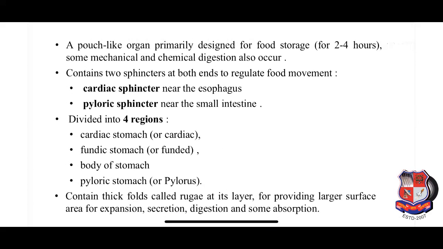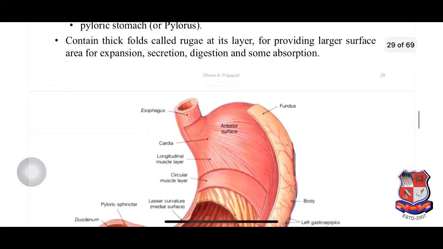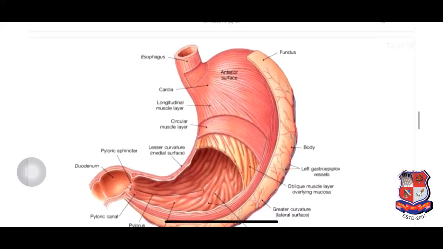Stomach is divided into 4 regions: cardiac stomach, fundus stomach, body of stomach and pyloric stomach. It contains thick folds called rugae in its layer for providing larger surface area for expansion, secretion, digestion and some absorption. Here in the diagram you can see the 4 regions of stomach: cardiac region, pyloric region, fundus region and body of stomach.